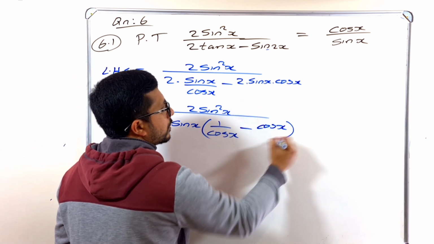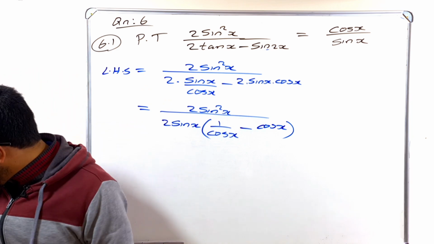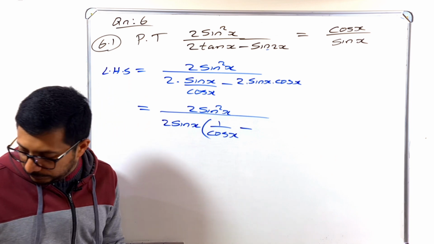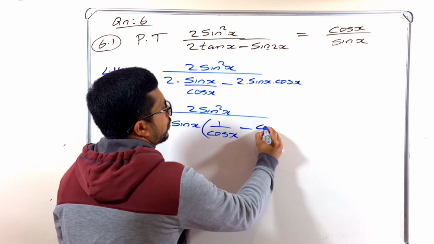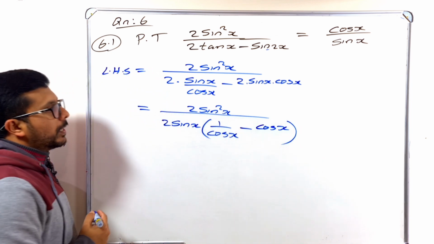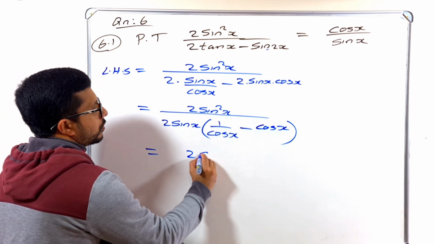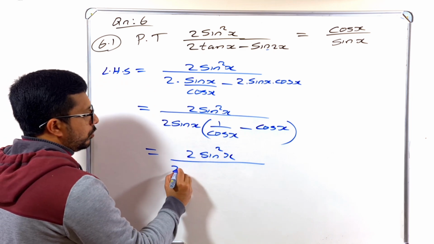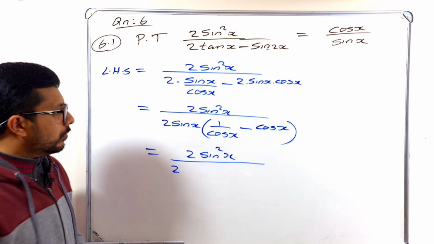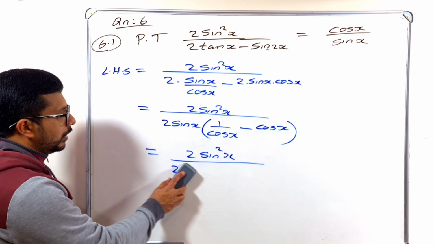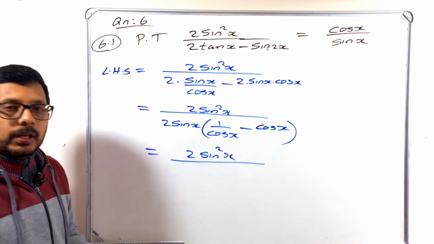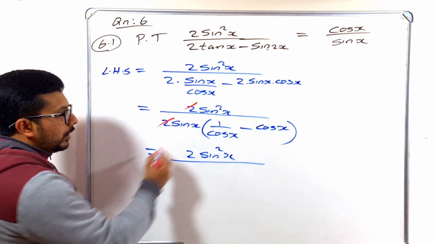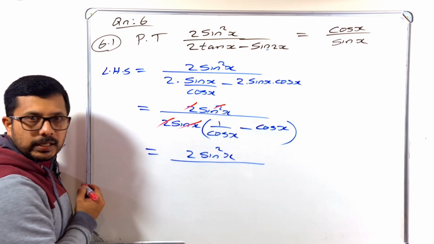Cos x. Now this one is 2 sine square x the whole divided by 2. There is no need to write that one, because look at this step here, these two cancel, 1 sin x and 1 sin x cancel.